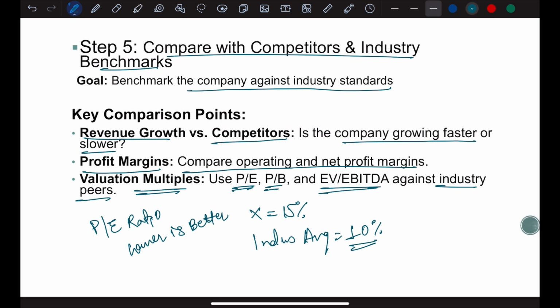You can make a checklist of all these things in an Excel file, and then from there you can pick a company which is fulfilling the checklist 8 out of 10, or 9 out of 10, or 10 out of 10. So now we will move on to technical analysis.